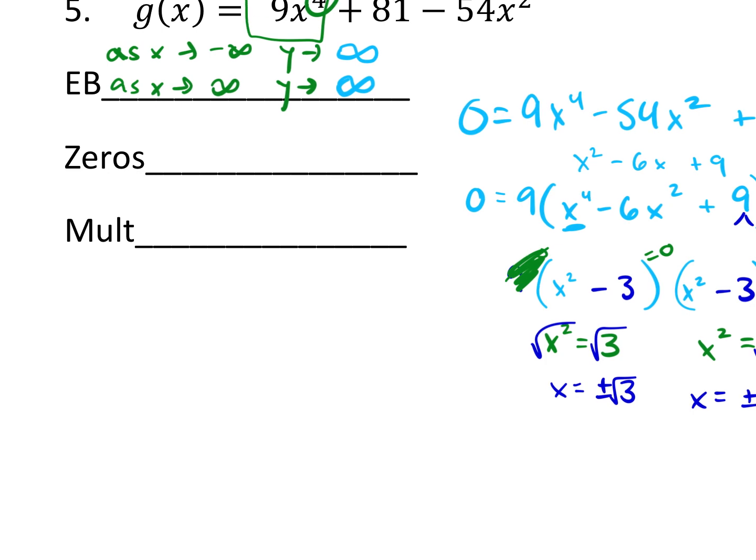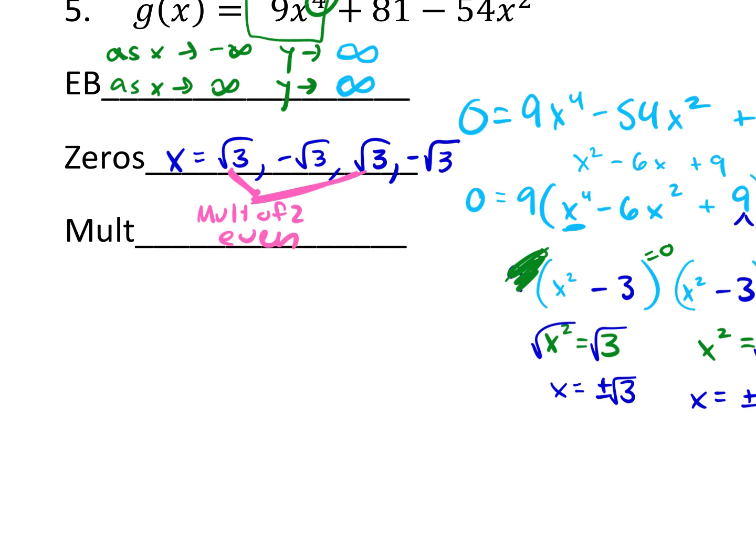So here, I have x is equal to positive square root 3, negative square root 3, positive square root 3, and negative square root 3. Because I had 2 plus or minuses of them, I've got 2 of each, which it's important to write twice to help you with the multiplicity. How many positive square root 3's do I have? 2. So is my multiplicity even or odd? Even. How many negative square root 3's do I have? So I have a multiplicity of 2.